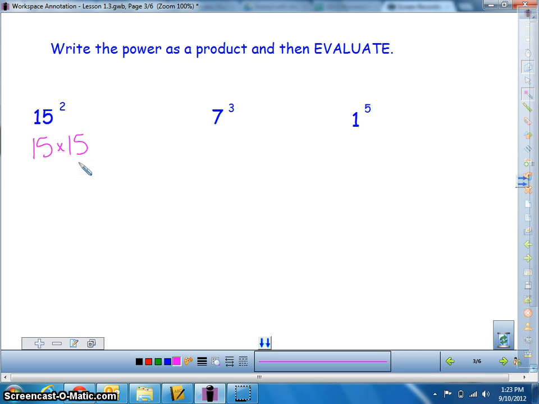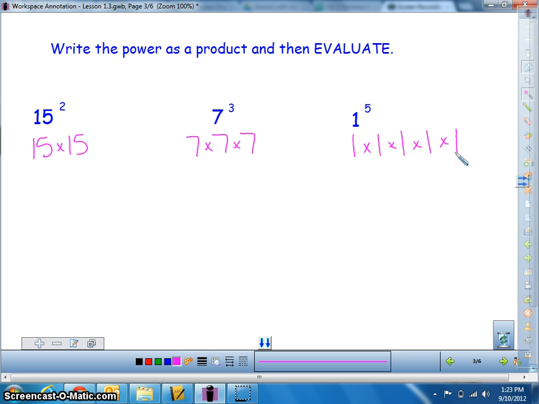So how about this one? 7 to the 3rd power. What else could we call that? Yep, that's right. 7 cubed. And so 7 cubed means 7 times 7 times 7. And last but not least, we have 1 to the 5th power. Notice there's no special name for this one. We just say 1 to the 5th power. And what does 1 to the 5th power mean when we write it as a product? It means we're going to take 1 times 1 times 1 times 1 times 1. It's 1 times itself 5 times.